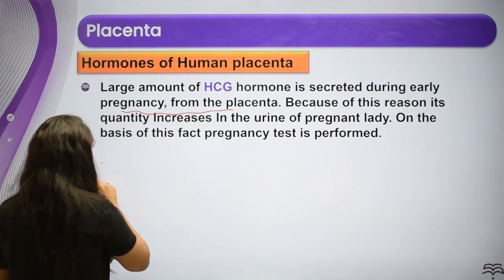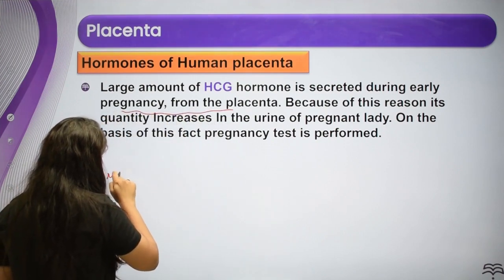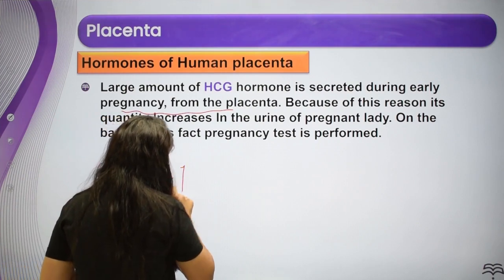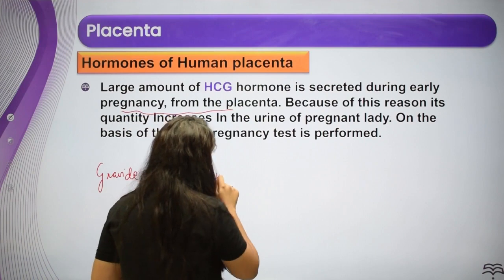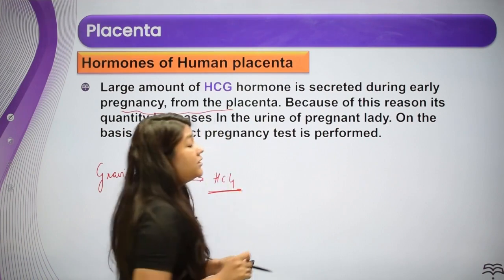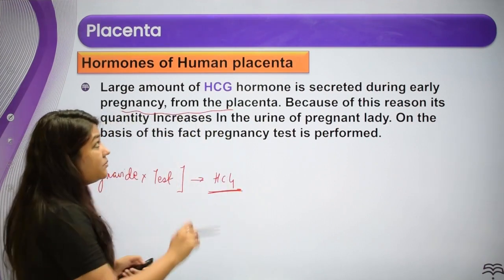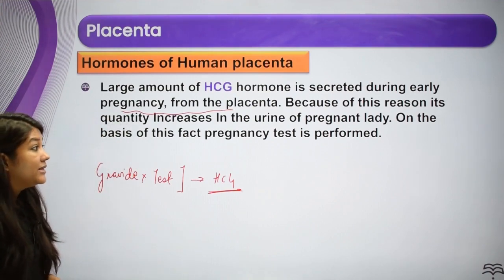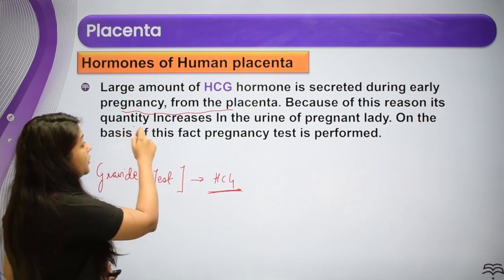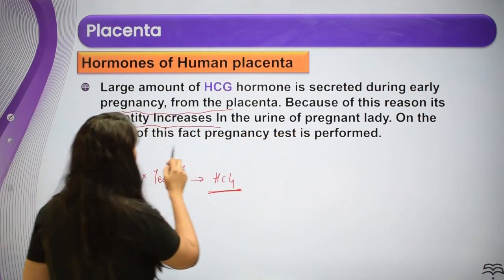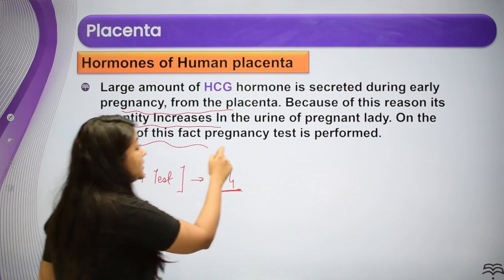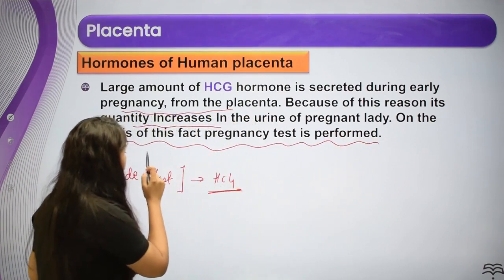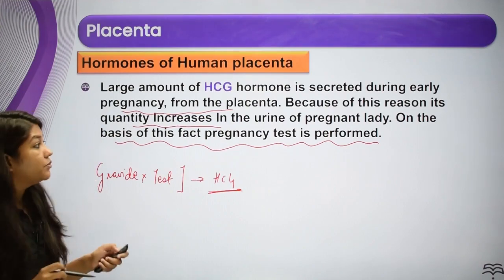एक टेस्ट होता है Gravidex test. Okay, this Gravidex test बेसिकली क्या डिटेक्ट करता है? HCG का कॉन्सेंट्रेशन डिटेक्ट करता है. ऑलराइट, so a large amount of HCG hormone is secreted during early pregnancy from the placenta, and because of this reason its quantity increases in the urine of the pregnant lady. ऑन द बेसिस ऑफ दिस फैक्ट pregnancy test is performed. Alright, I've already given you the name of the test. The Gravidex test is performed.